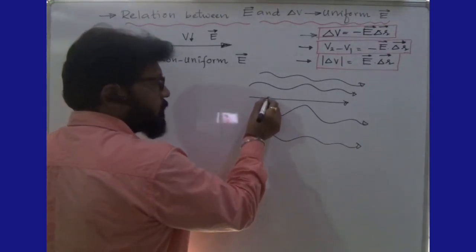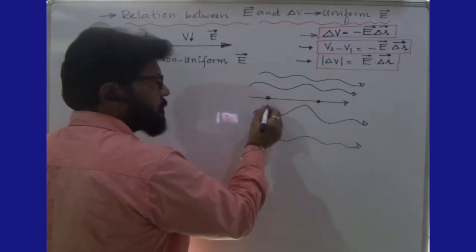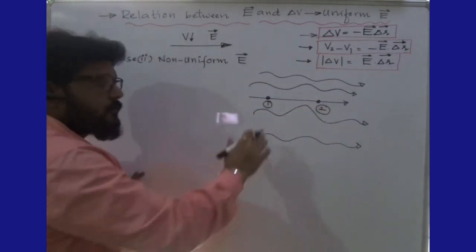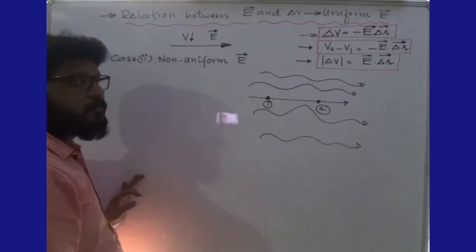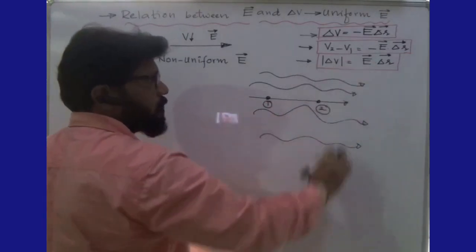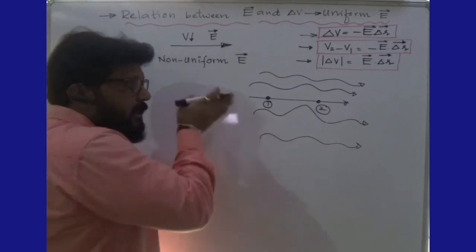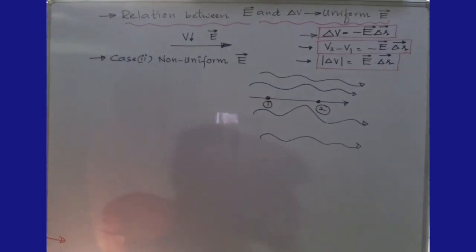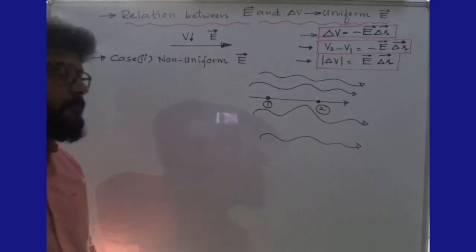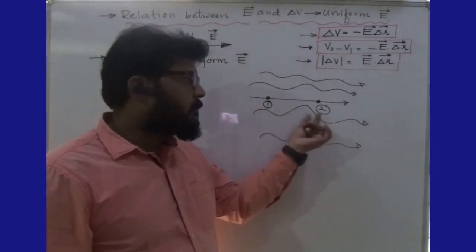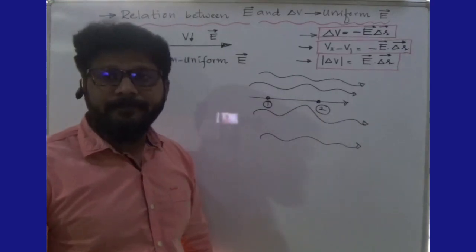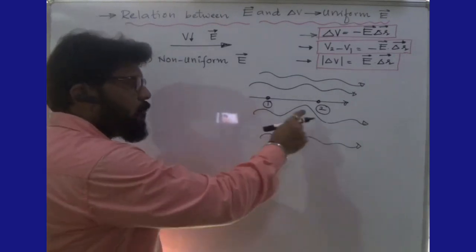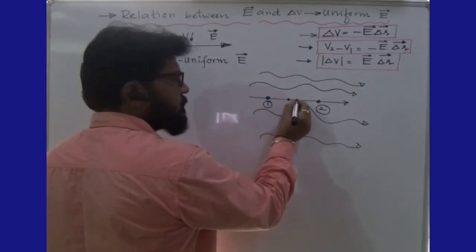Now if I want the potential difference between 2 points, let me select this as the first point and this as the second point. If I want the potential difference between these 2 points, I cannot write directly E into delta R. Why? Because the electric field is changing. Because it is non-uniform, how to find the electric potential between points 1 and 2? What we'll do is select a small distance between 1 and 2. Let me select a small distance here.